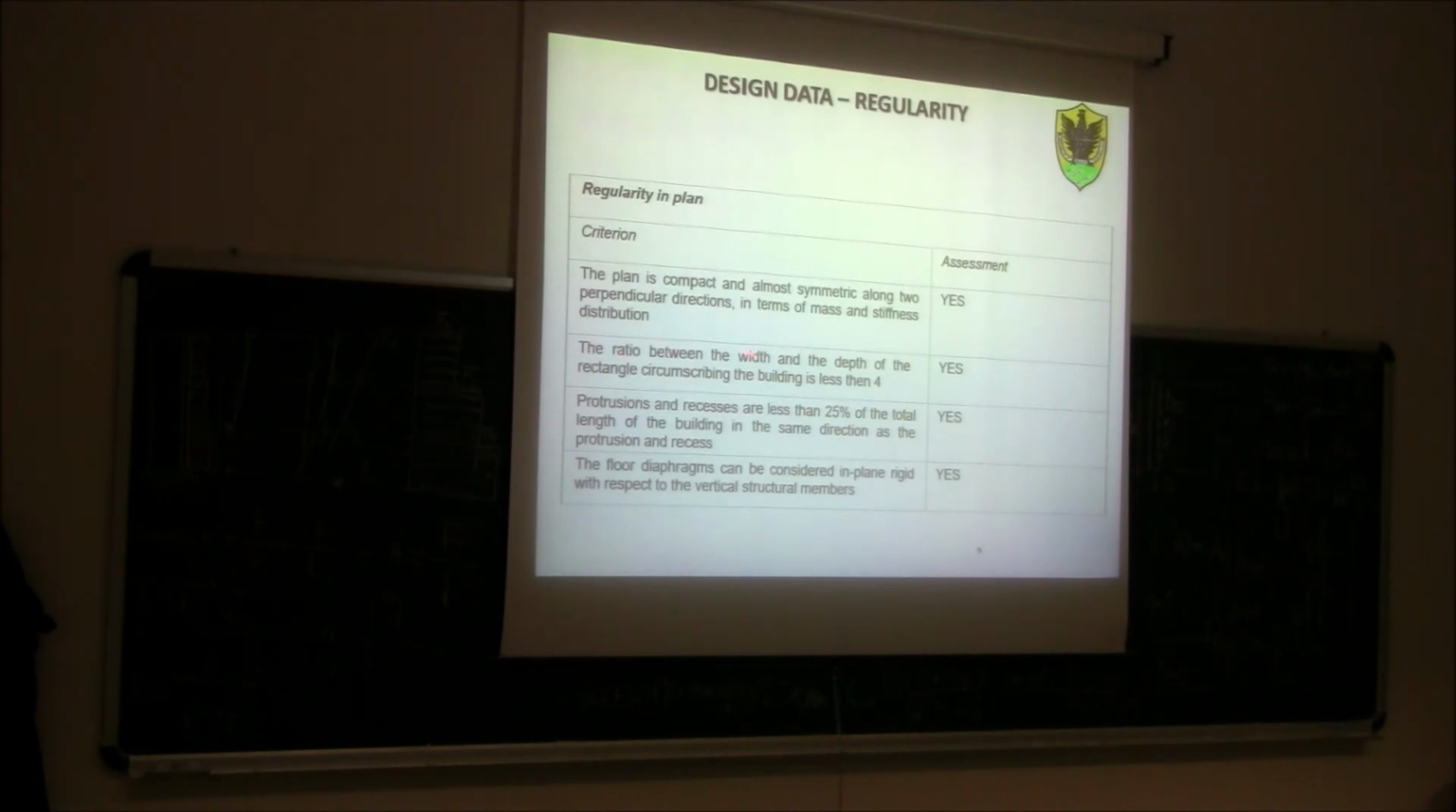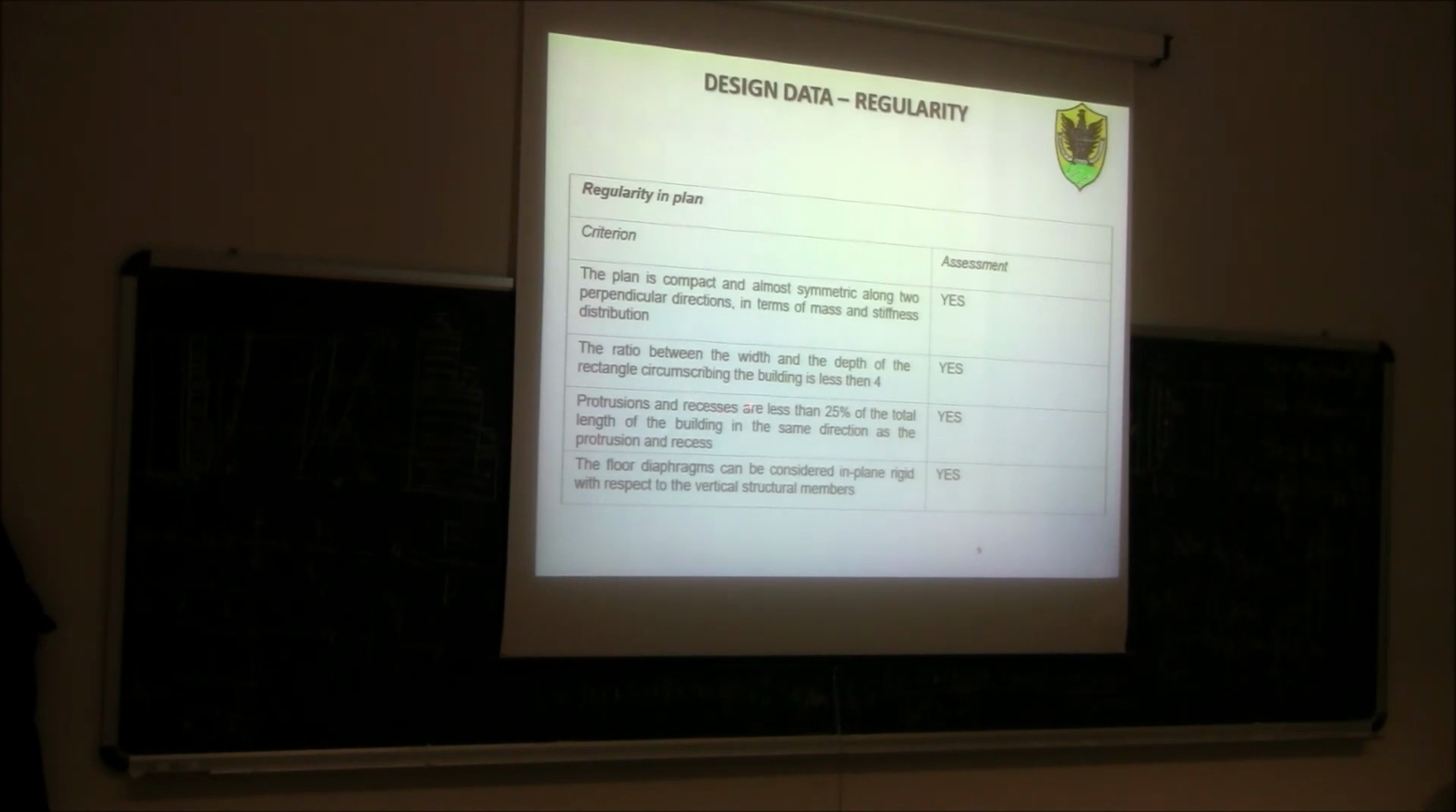Then the ratio between the width and the depth of the rectangle circumscribing the building is less than 4. So if I have a narrow and long rectangle, again this is not regular. It must be sufficiently compact. Okay, area.